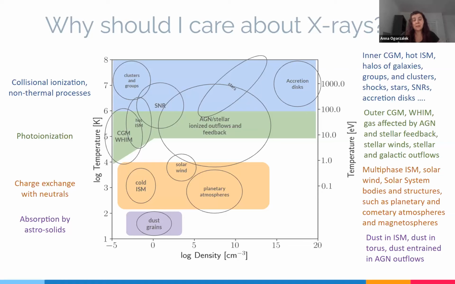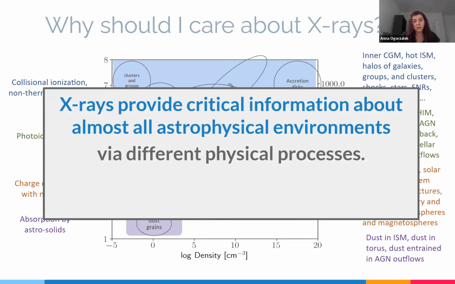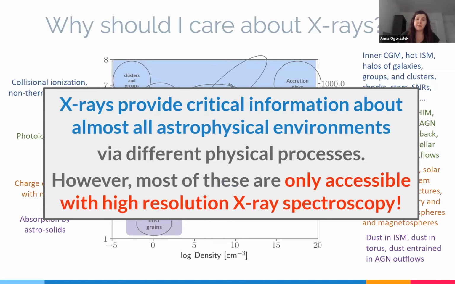So this list is by no means exhaustive, but the takeaway here is that X-rays actually probe a massive range of astrophysical environments. And even more so, for many cases, X-rays are the only probe or provide a completely unique physical insight that is inaccessible otherwise. And so you might be asking yourself now, wow, I didn't know this, but how come I haven't heard of the importance of X-rays in so many different fields of research? Well, this is because much of what I've talked about so far can only be studied if we actually have specifically high resolution X-ray spectra. And this complicates things. So let's quickly look why.